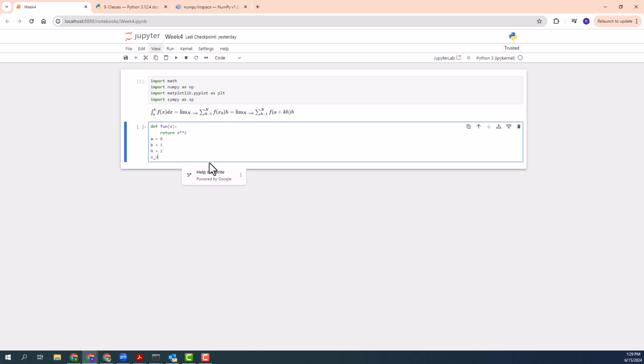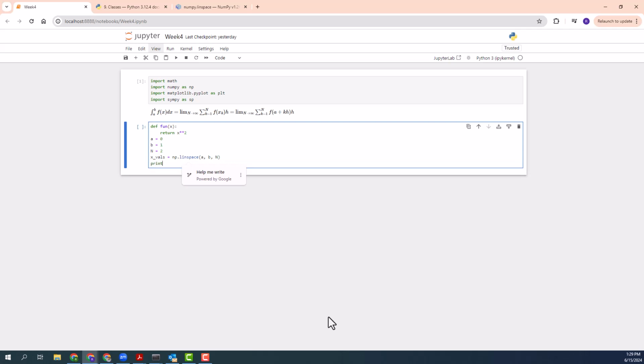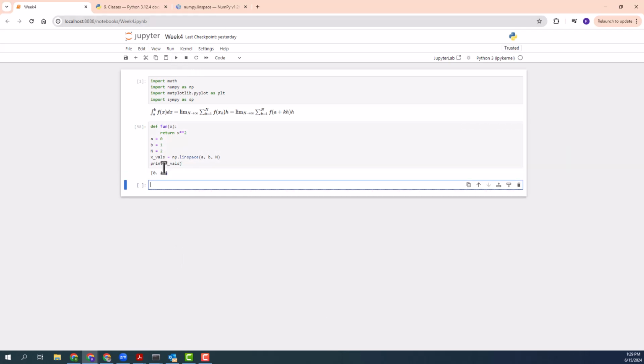So let's just look at this really quickly. I'm going to call this the x values. This is equal to np.linspace. Let's just check this out to see what we get when we put in a, b, and n. This is just me kind of playing around with linspace so that you can see what's going on. If I run this, we're going to get an array with 0 and 1. So the first element of the array is 0, and the second element of the array is 1.